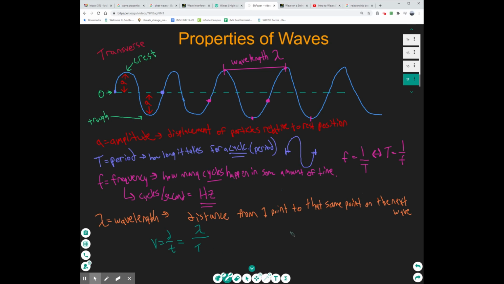Now, we just talked about that period T is the same thing as 1 over frequency, right? So if you have wavelength divided by T, wavelength divided by period, that is equal to the same thing as wavelength times frequency, right? Because we know that frequency equals 1 over period, right? So it's the exact same thing. So if you know wavelength and you know either the period or the frequency, then you can calculate the velocity.